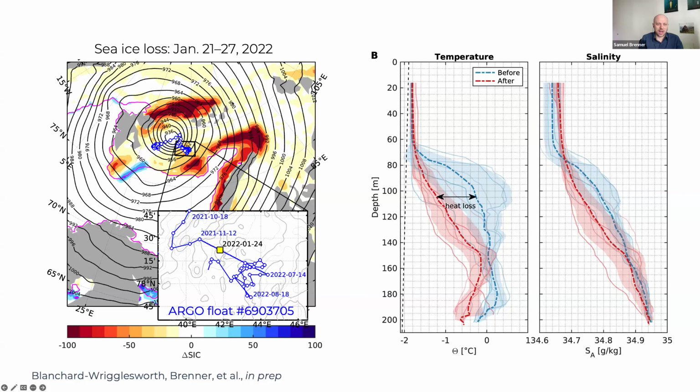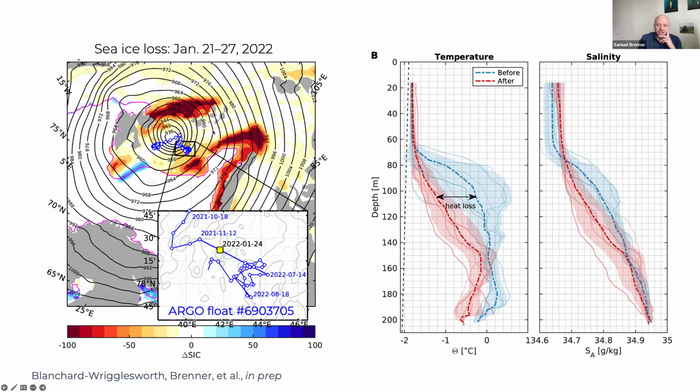And so the black contours here are the sea level pressure of that cyclone, and it sort of came up and was centered on the Barents Sea. And there was just a really massive loss of sea ice. And by some metrics, this was the largest 1 week decrease in sea ice area in the Arctic over a 1 week period in the satellite record.